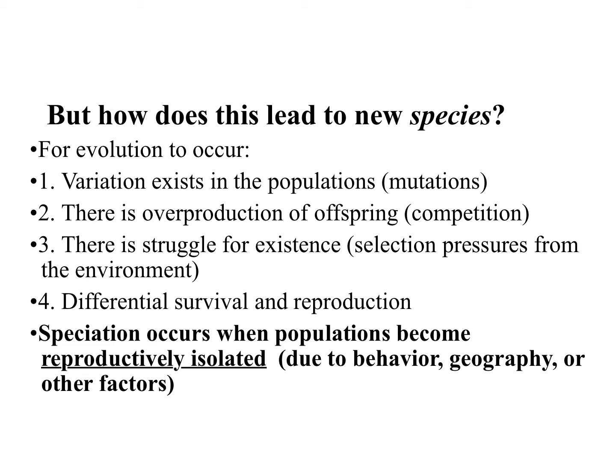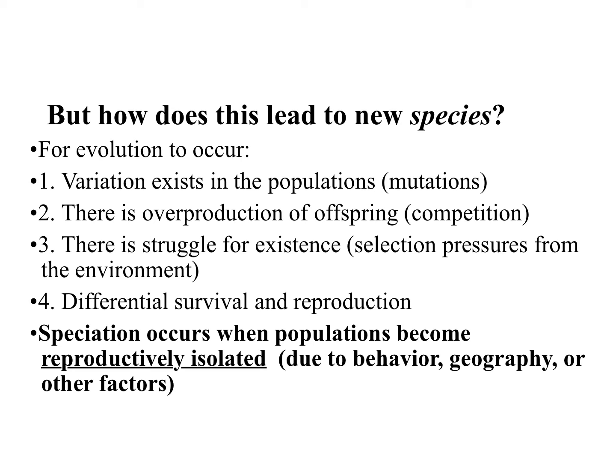So we call that selection pressures from the environment, so maybe for like space or for food. And then there has to be a differential between survival and reproduction. So those who are better adapted, they survive better, they get to reproduce more, they pass their traits on.